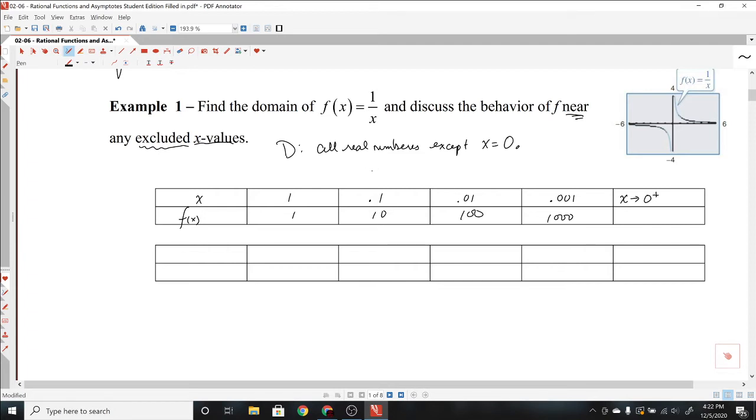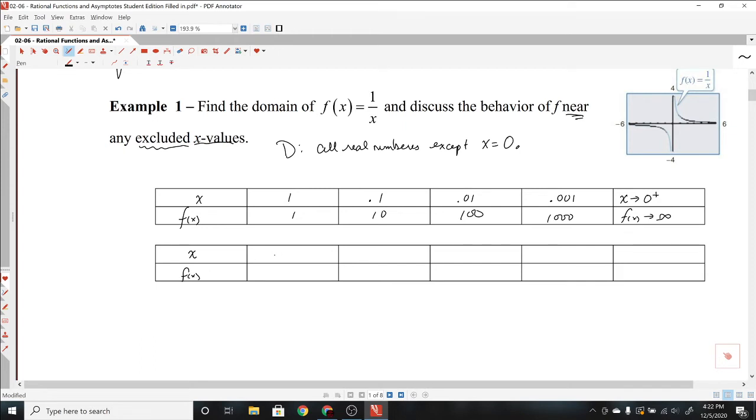1 would be out to the right of 0. 0.1's a little closer, but still to the right. 0.01 is even closer, still to the right. So as x approaches 0 from the right, the function gets larger and larger and larger. If we had more values here, where I had 3 zeros and then a 1, the answer would be 10,000. So the function goes to infinity.